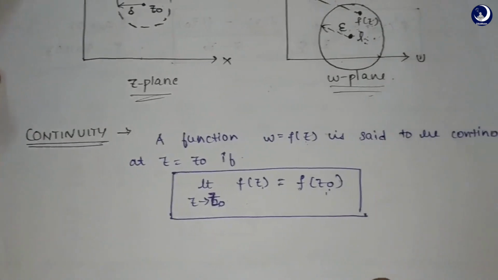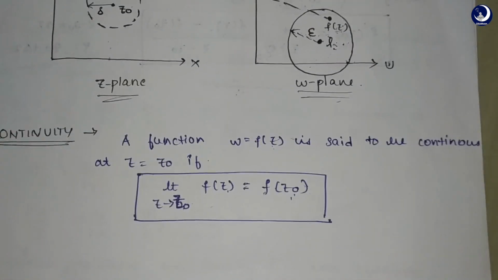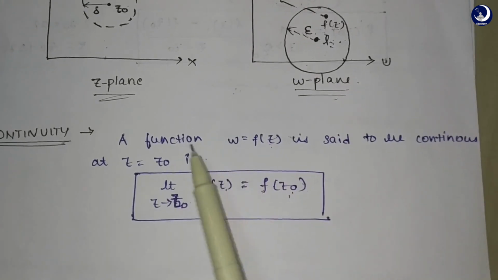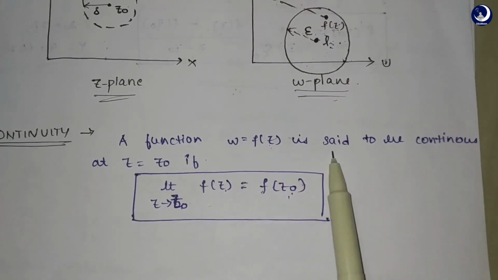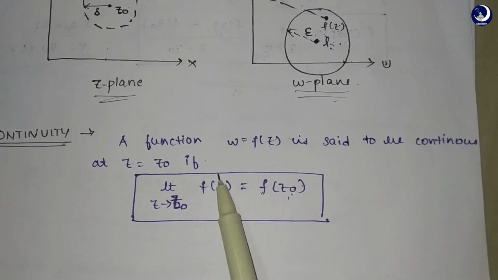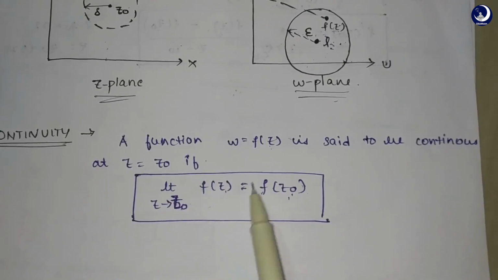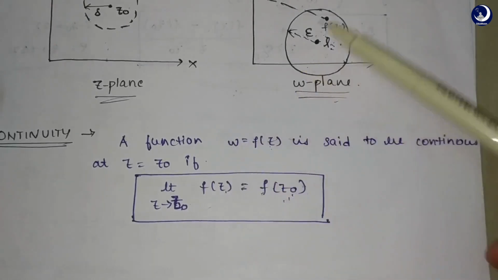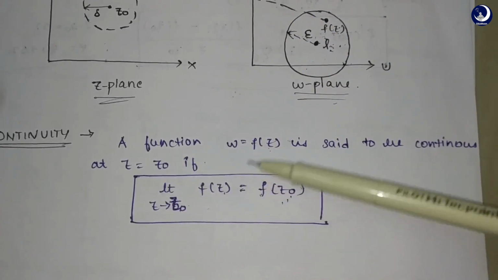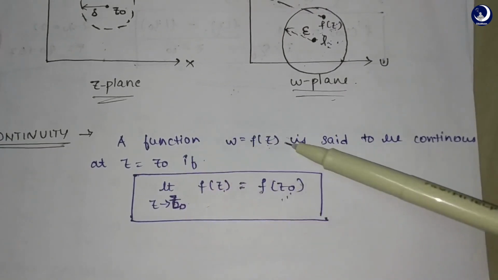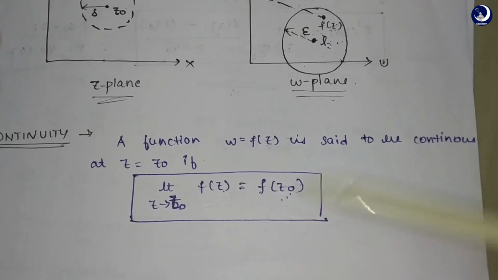And next, continuity. So what is continuity? We define everything for w equals f of z, as I told. A function w equals f of z is said to be continuous at z equals z0 if limit z tends to z0 of f of z is equal to f of z0. That means we find the limit value, and we get a value that should be equal to the value when you substitute that particular point in the given function. Then it is said to be continuous.